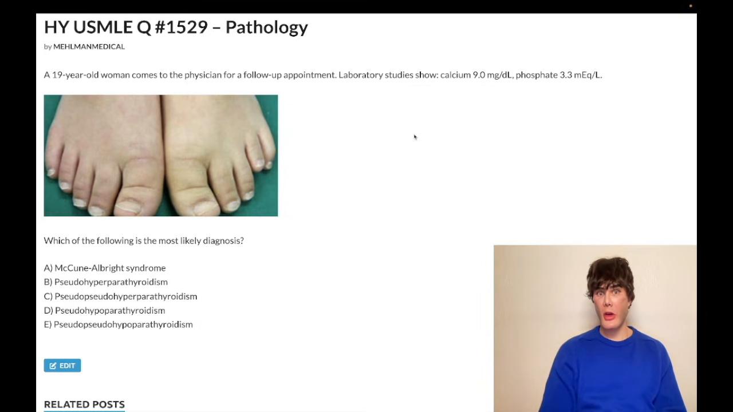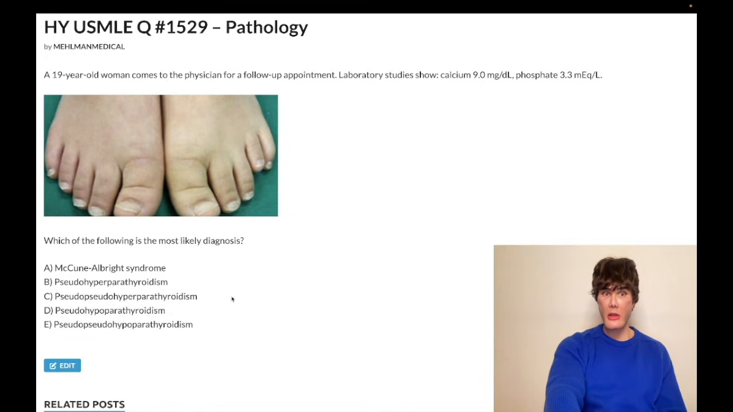fourth, fifth metatarsals. Now, when you have the combo of fourth, fifth brachydactyly plus short stature plus moon facies plus subcutaneous ossifications, this is known as the Albright hereditary osteodystrophy phenotype, AHO phenotype. And we're going to see this in two conditions, which are going to be pseudohypoparathyroidism and pseudopseudohypoparathyroidism, D and E here.